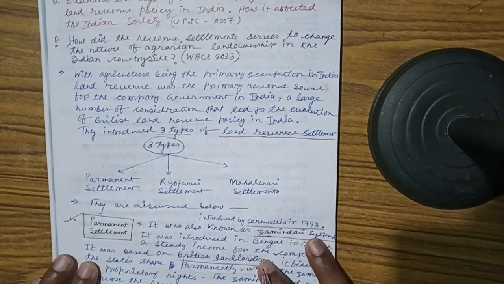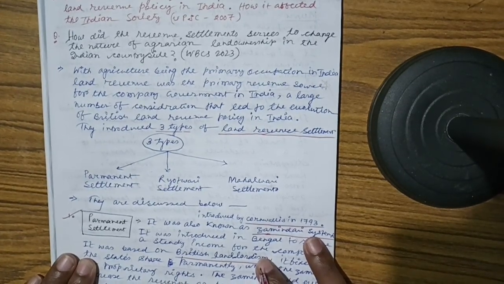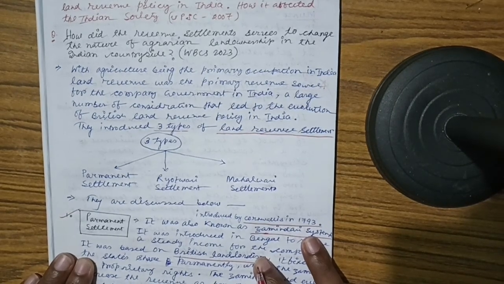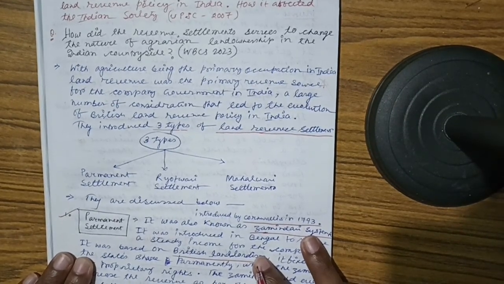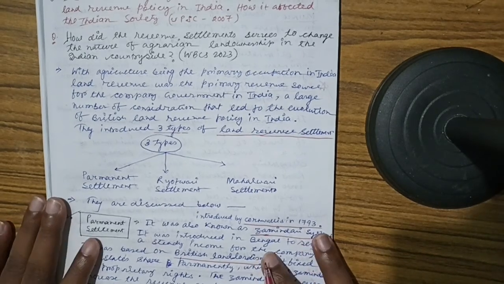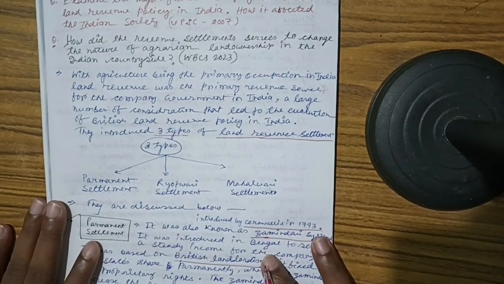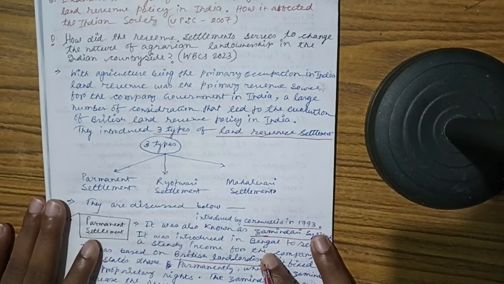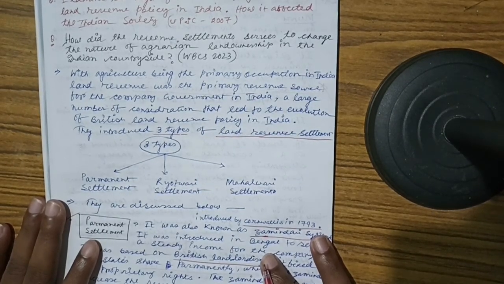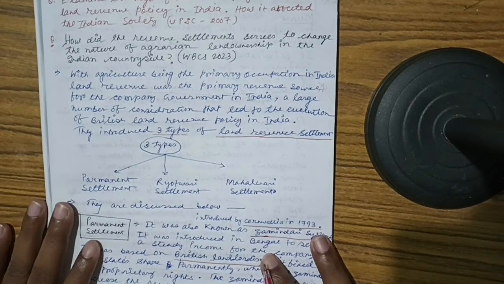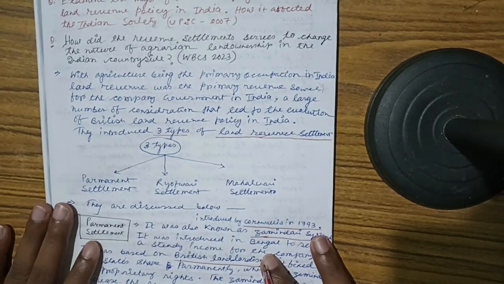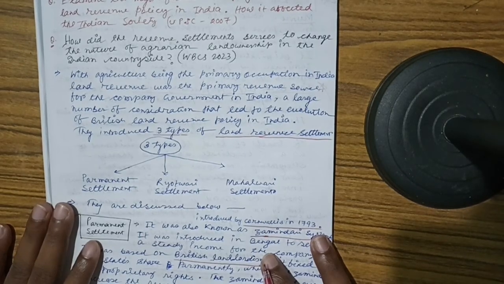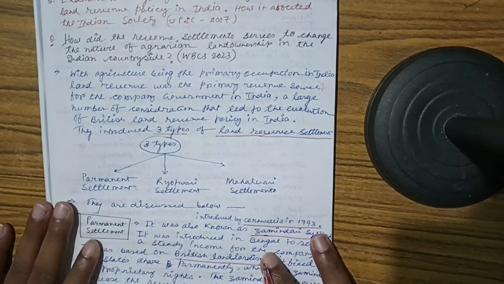With agriculture being the primary occupation in India, land revenue was the primary revenue source for the company government in India. A large number of considerations led to the evolution of British land revenue policy in India. As you know, agriculture has always been the primary source of economy and revenue generation. So during the British Raj also, it was a primary sector where the government earned enormous wealth. Therefore, they introduced some policies which I'm going to discuss.